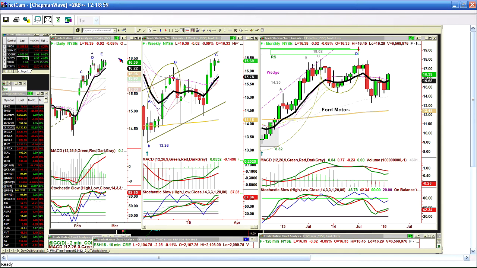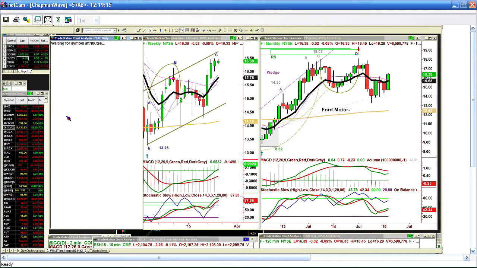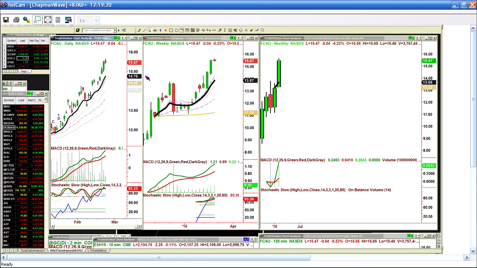That, you know, is the strength that we're looking at in the autos, FCAU. This is Fiat Chrysler. FCAU. Look at that. A, B, C, D. It had a recycle. This is, folks, just a fantastic demonstration of the Chapman wave.